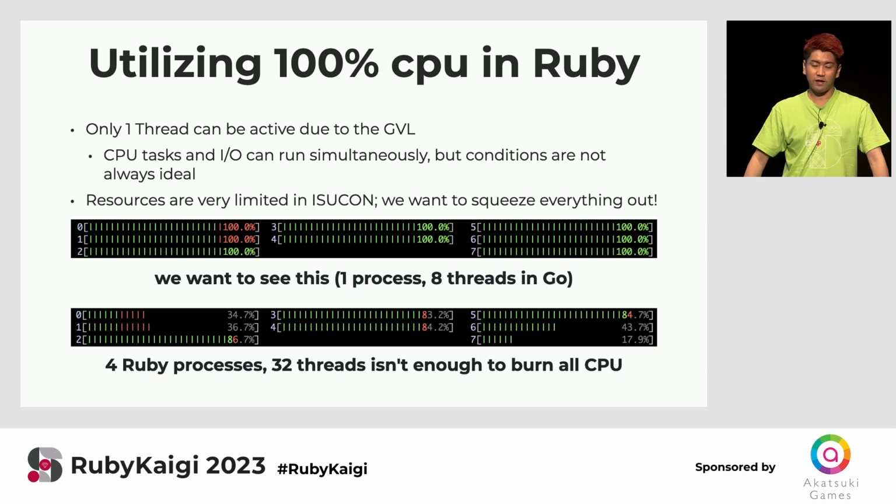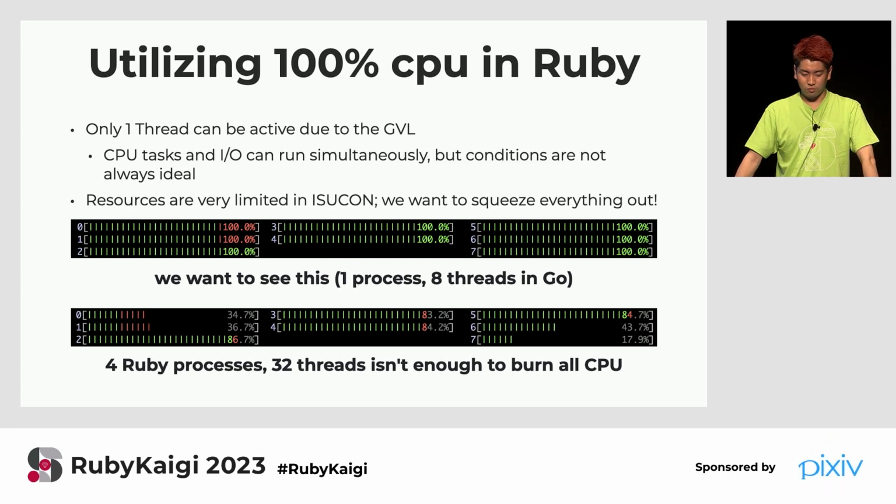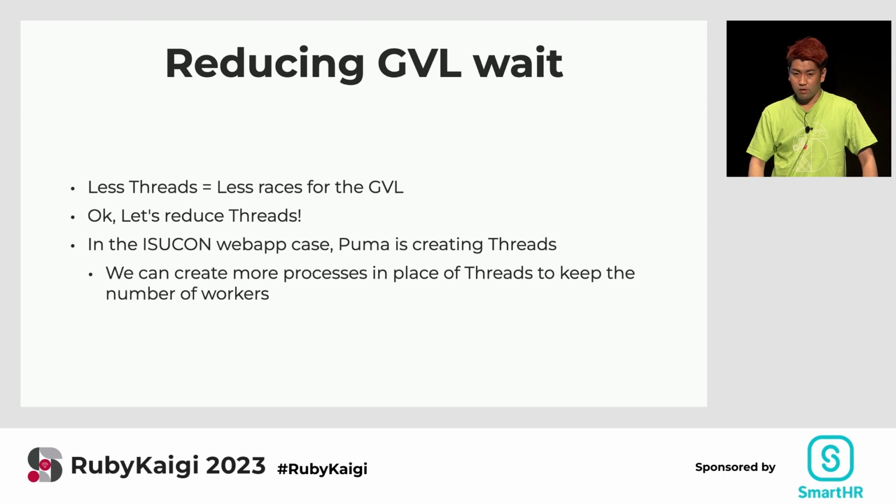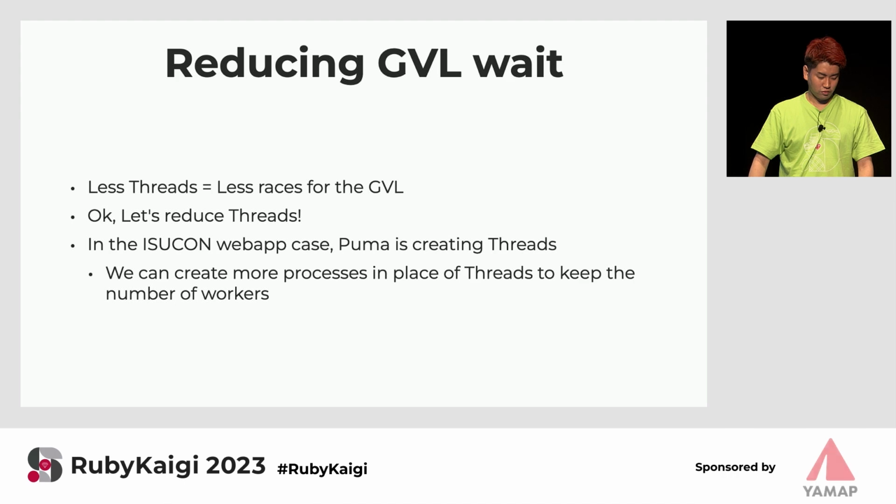Well, the GVL isn't really a bad thing. Actually, it's wonderful. It protects us from multithreading bugs. The reason we don't have to think a lot during multithreaded programming is because of the GVL, but still, it limits us from utilizing the CPU. So basically, the empty parts are threads waiting for GVL locks. Okay, to reduce GVL contention, the easiest way is to have fewer threads.